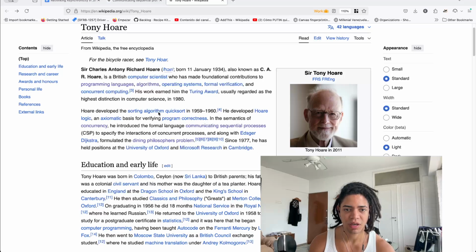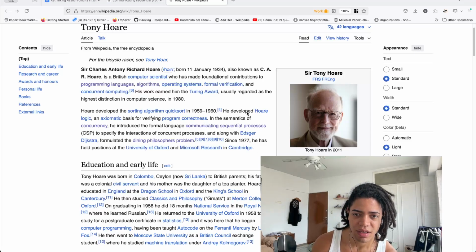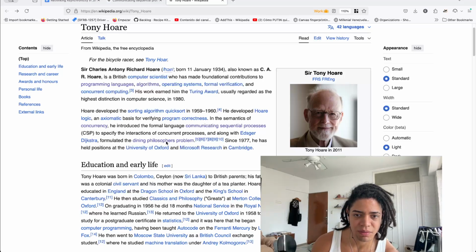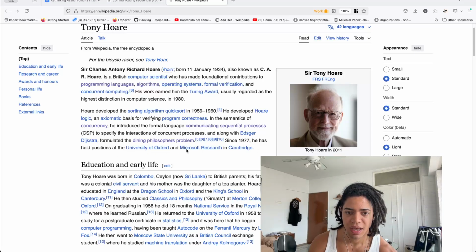Hoare developed a sorting algorithm. Oh my god, the sorting algorithm: Quicksort. He developed Hoare logic, an axiomatic basis for verifying program correctness. In the semantics of concurrency, he introduced the formal language communicating sequential processes to specify the interaction of concurrent processes, and along with Dijkstra, formulated the dining philosophers problem. Since 1977, he has held a position at the University of Oxford and Microsoft Research in Cambridge.